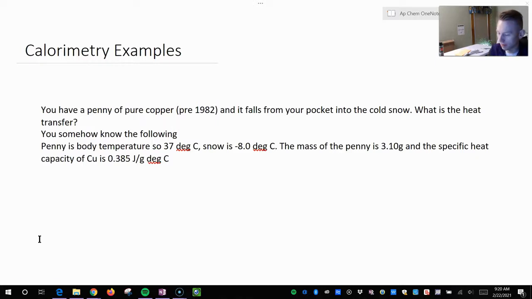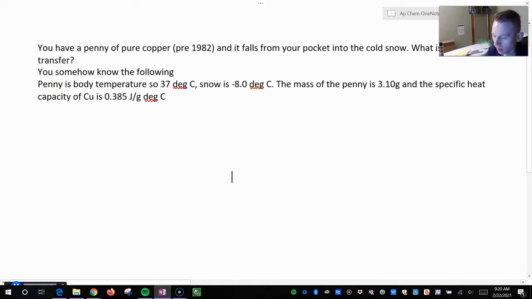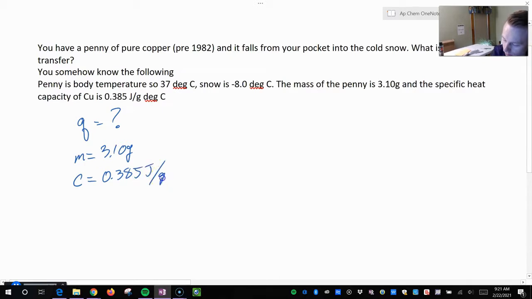And so, for this problem, we're just going to list out what is given to us. So we want to find Q, which would be the amount of energy transferred via heating. And we know that the mass is 3.10 grams. C, the specific heat capacity of the copper, is 0.385 joules per gram degree Celsius. And units are important here to make sure that we're all on the right page.